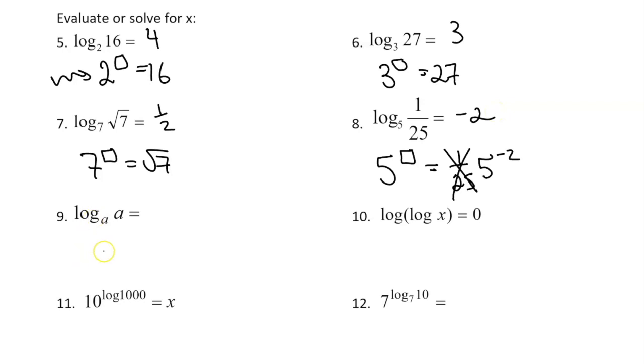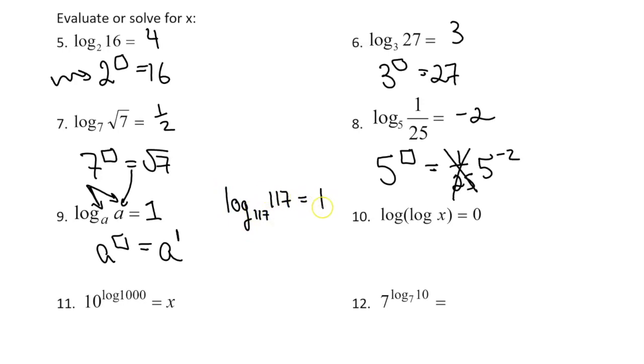I really like this one. A to the power of what equals a? Well, if it's just an a, it's raised to the power of 1. So that means the answer would be 1. And you could probably presume a new log law: if ever my base is exactly the same as this guy right here, then it's always going to be 1. If I had something like log base 117 of 117, it's just going to be 1, by definition.